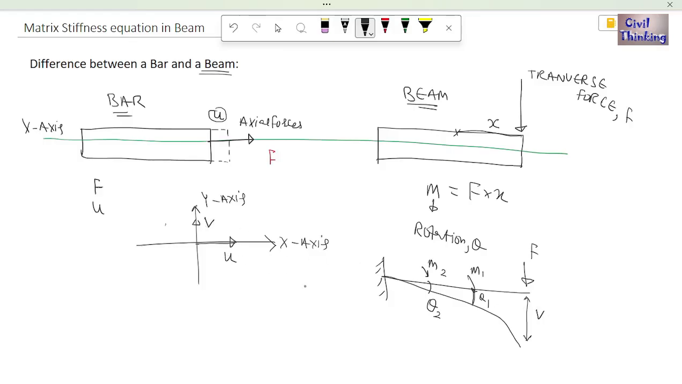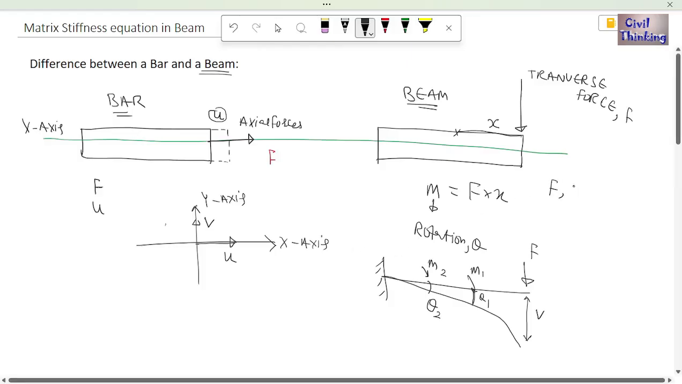So we are going to have unknown forces, reaction forces, and moments. And what are going to be the displacements? The displacements are going to be v and theta.